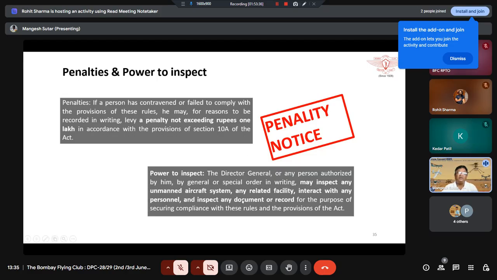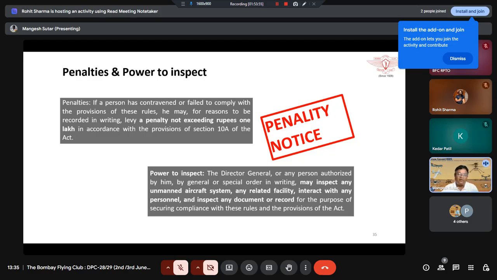The Director General of Civil Aviation has the full power to inspect the person, the facility, the drone, anything related to the unmanned aircraft system, or even the documents. They can demand a document from you at any given point in time. They may ask you, show me your valid UIN number.